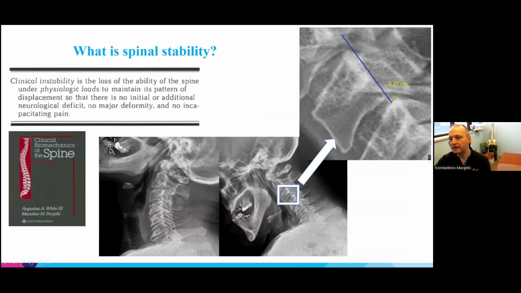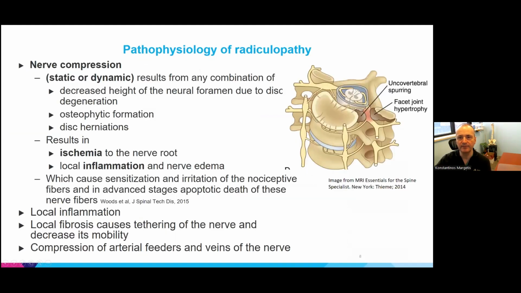And you can see here how the corner of that vertebral body is not aligned with the corner of the vertebra above. So there is like a 2.7 millimeters displacement. And although it is really a small displacement, again, that patient was very symptomatic from that.